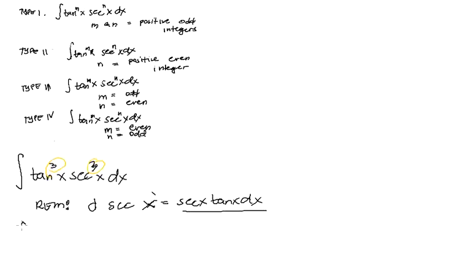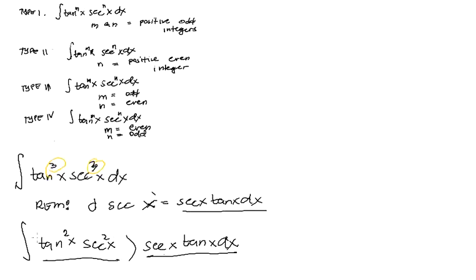That is our technique. So we're going to isolate secant x tangent x dx. After isolating this term, let's now analyze our integrand and write what has been left in it. When we isolate this, what we have left here is tangent square x and secant square x.